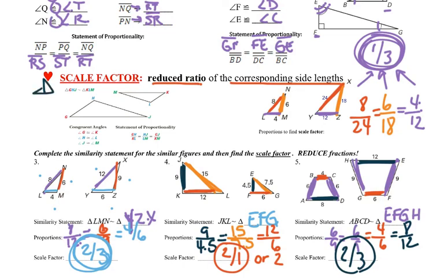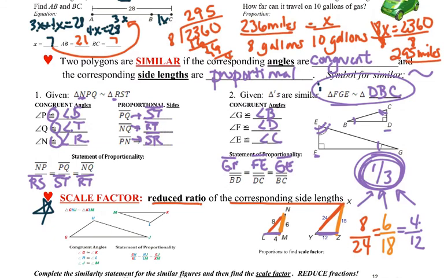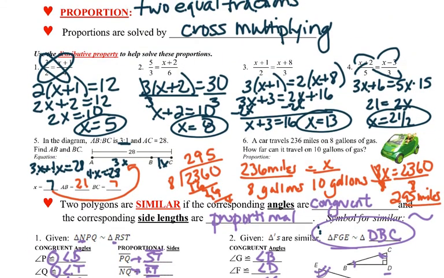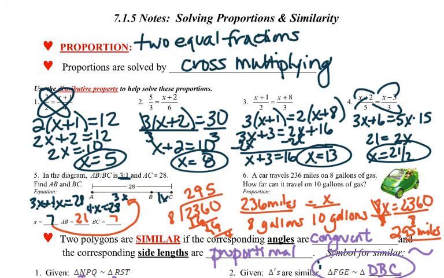We're going to spend a lot more time on scale factor in this chapter, so this is just an introduction to similar triangles, to scale factor, and also a review of some harder cross multiplying.